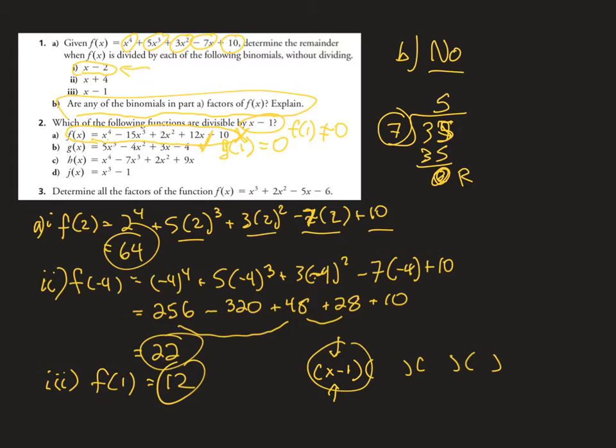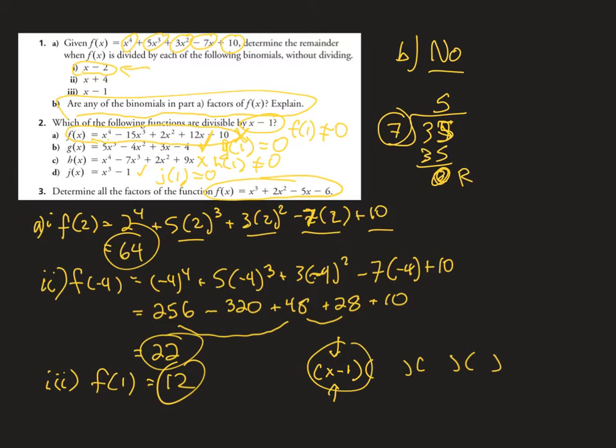Let's see. 1 minus negative 6 plus 11. Nope. h of 1 does not equal 0, so that's a big no. And yes, j of 1 does equal 0. So there we go.